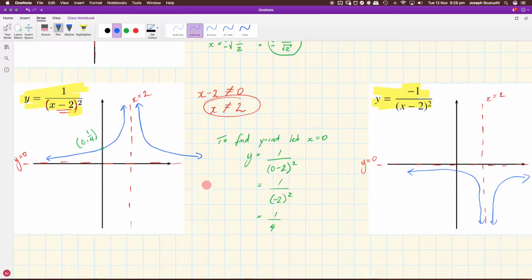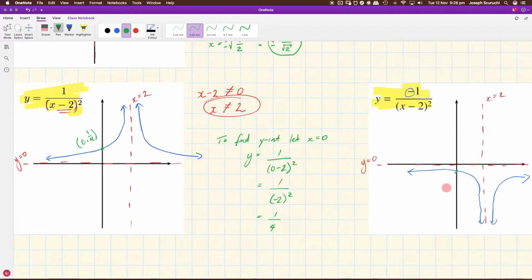Now, I imagine many of you might be concerned that you'll forget to reflect it in a test, for example. You'll forget that this negative is causing a reflection. Don't be too afraid if you forget to reflect it initially, because when you come to find the y-intercept, that should tell you whether or not something has gone wrong.